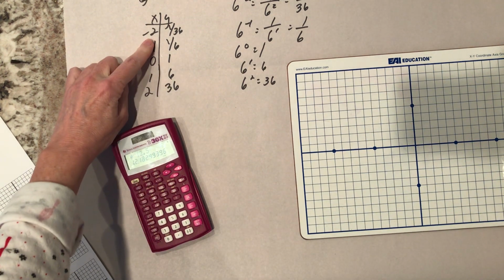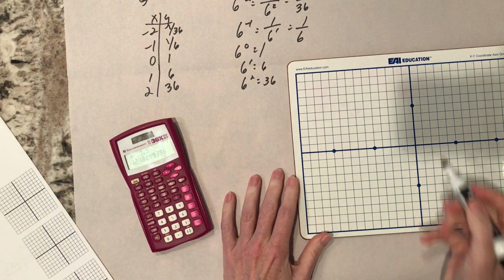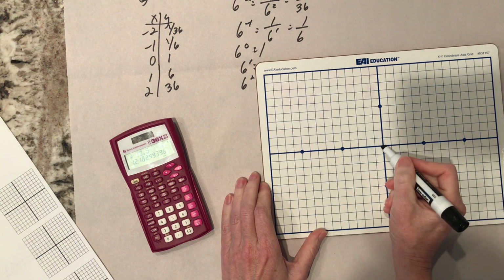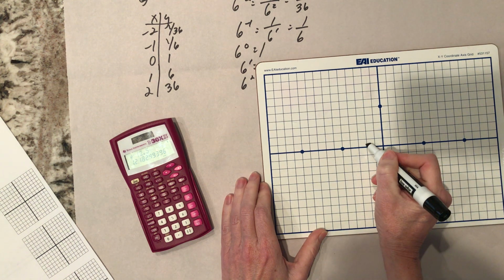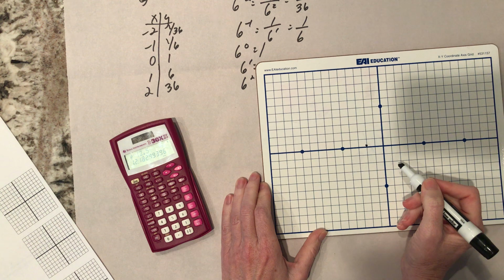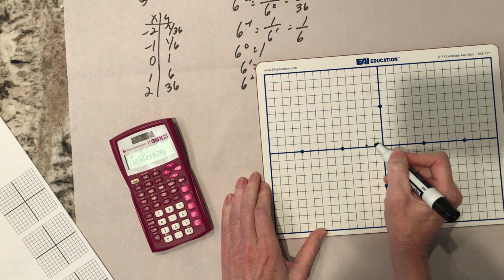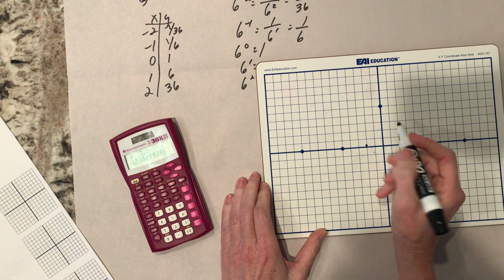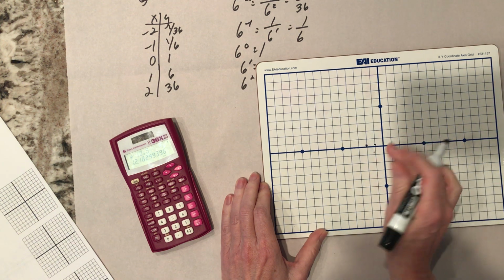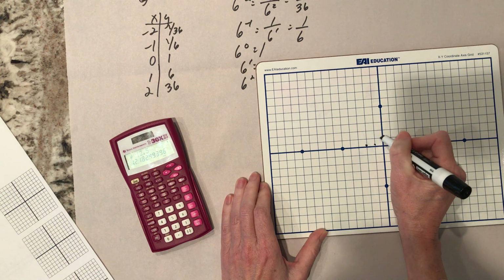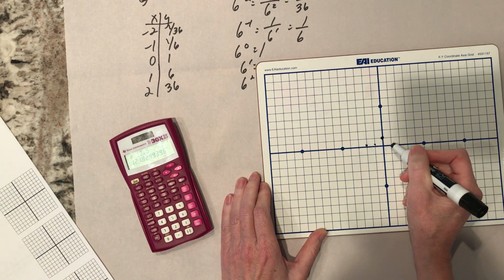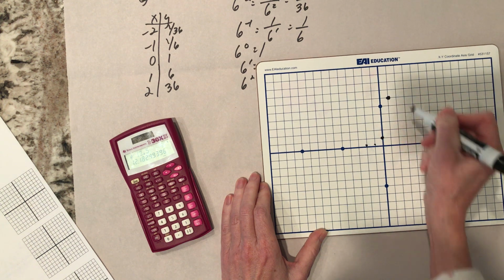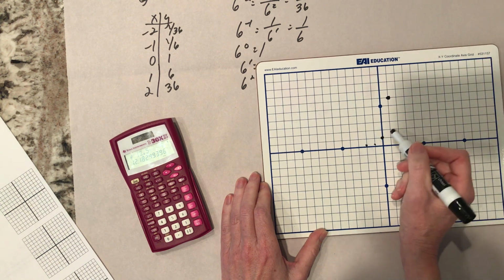We've got -2, 1/36. So -2 and then 1/36 would be just barely above that. -1, 1/6, barely above that. 0, it doesn't even look like barely above. Let me move it a little bit higher. Then we've got 0, 1, 1, 6, and then 2, 36, way, way up there.